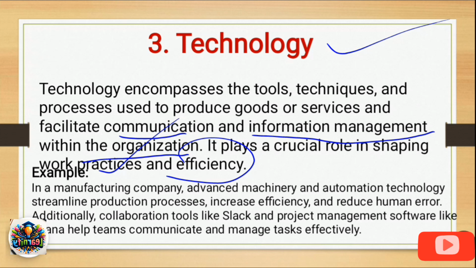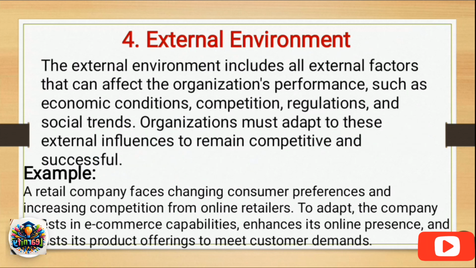Example: in a manufacturing company, advanced machinery and automation technology streamline production processes, increase efficiency, and reduce human error. Additionally, collaboration tools like Slack and project management software like Asana help teams communicate and manage tasks effectively.